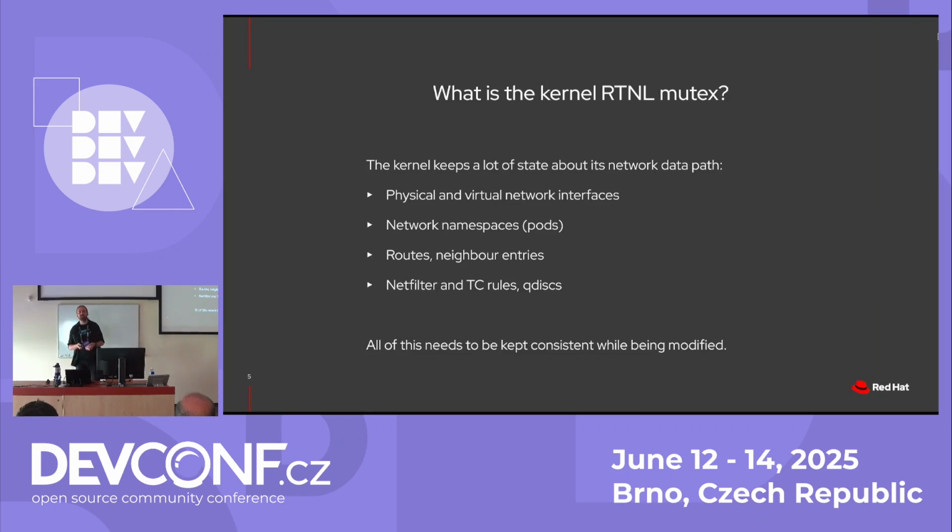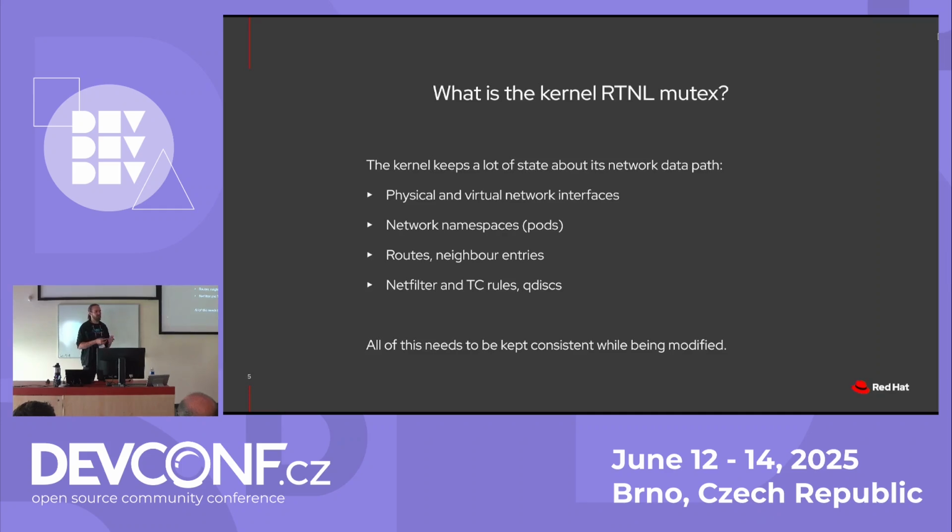As a side note, to set the stage for what was going on, well, the RTNL mutex, what is it? Inside the Linux kernel, we have a lot of state about the network data path, all the control path things you do. So you configure physical and virtual network interfaces, you configure network namespaces, which is what we in Kubernetes land call pods. You have routes, you have neighbor entries, you have netfilter rules, you have TC rules, you have qdiscs, you have all these different objects that you can create inside the kernel through the various control planes. Most of it via netlink, but also, as we'll see, other configuration interfaces.